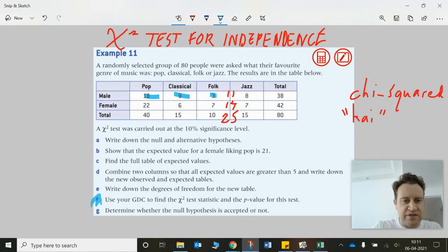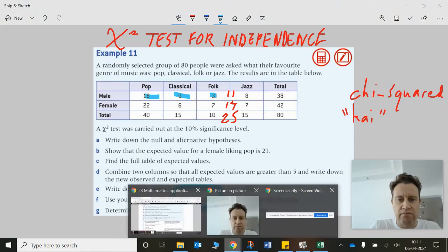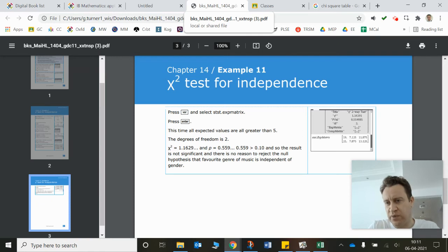And for F, use your GDC to find the chi-squared statistic and the p-value for this test. So the chi-squared statistic is irrelevant unless they talk about giving you a critical value, which they're not telling us in this case. But the chi-squared statistic was, I can't remember, what was it? It was 1.16 something or other. And if that's beyond the critical value, then you would accept the alternative hypothesis.